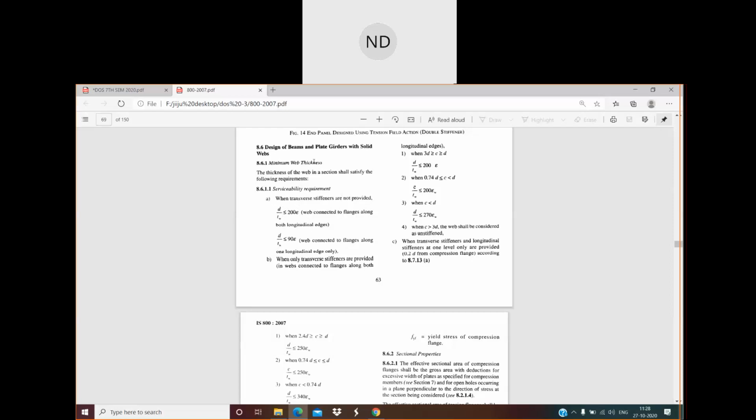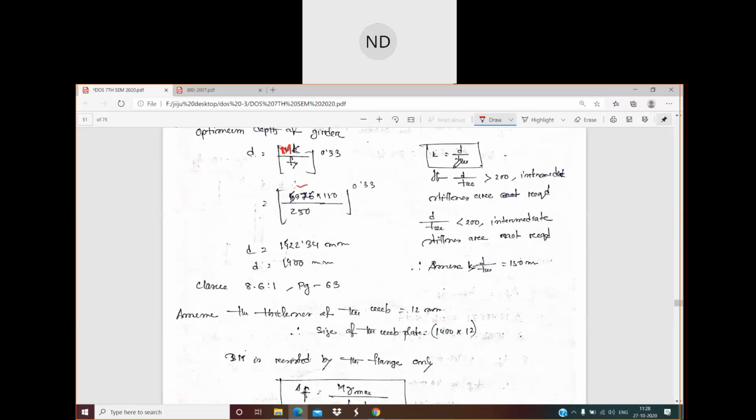If this d by tw is greater than 200, that means intermediate stiffeners are required. But if your d by tw is less than 200, intermediate stiffeners are not required. Since we are finding out our depth, we will assume for this question that we are not providing any intermediate stiffeners.